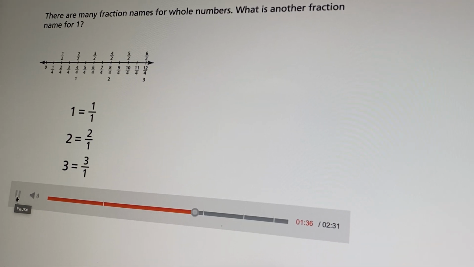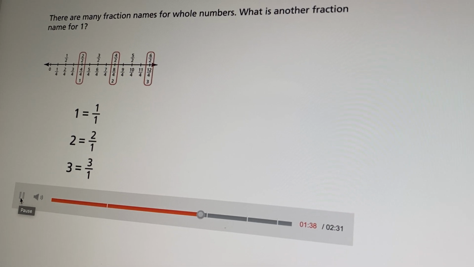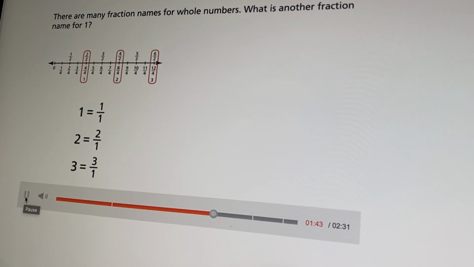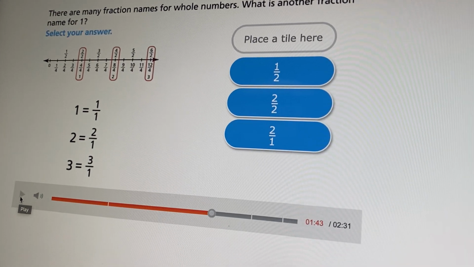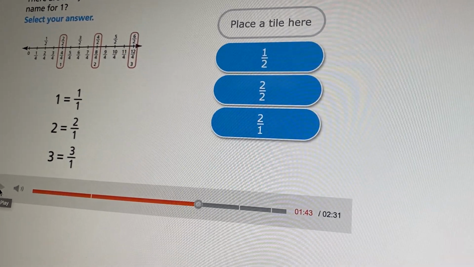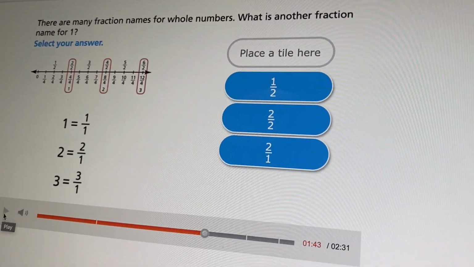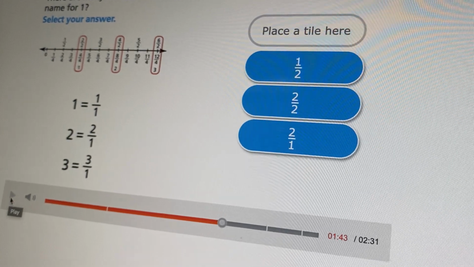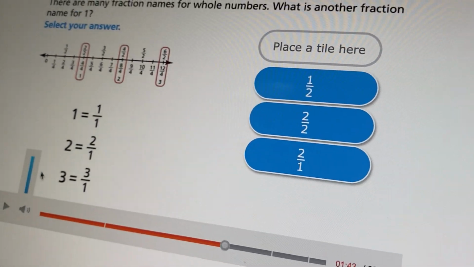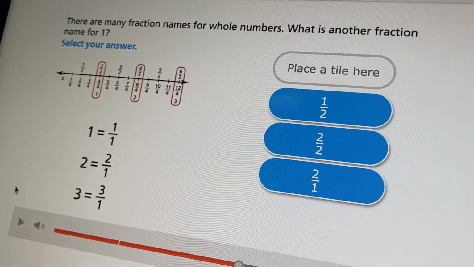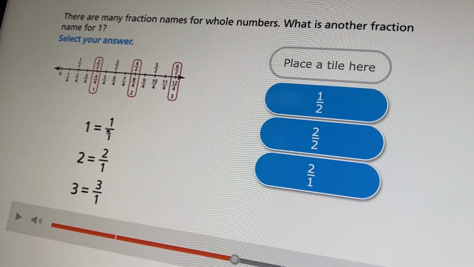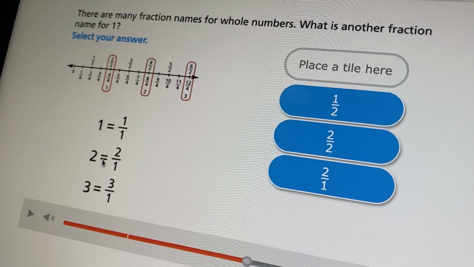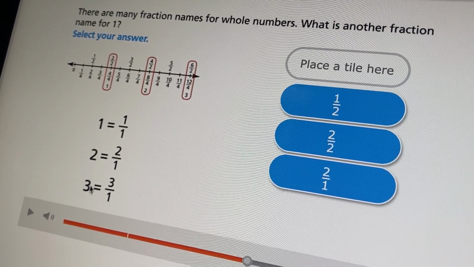There are many fraction names for whole numbers. What is another fraction name for 1? Select your answer. So, I'm going to give you a small hint. Fractions, I said this before, are the same as division. So, it's like 1 divided by 1 equals 1. 2 divided by 1 equals 2. 3 divided by 1 equals 3.